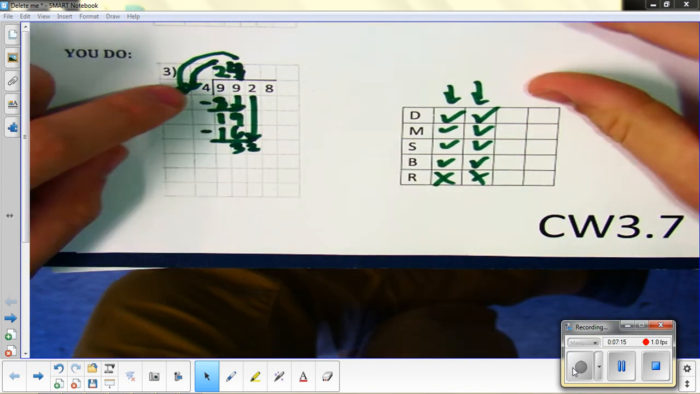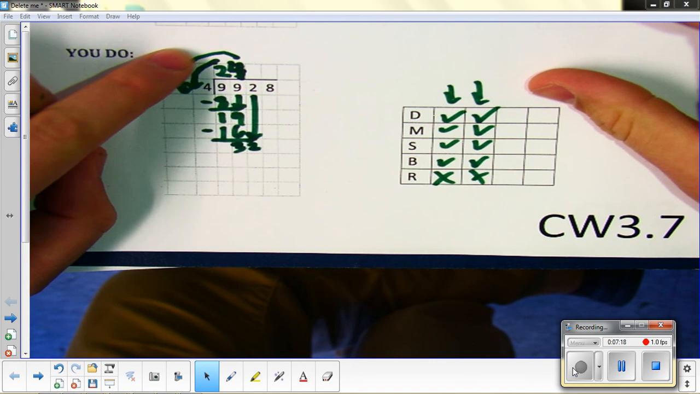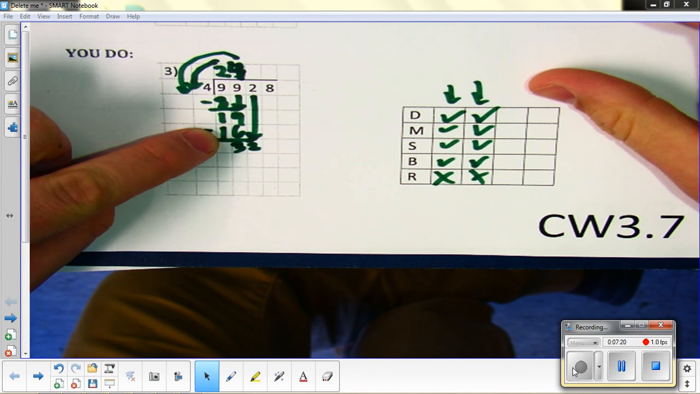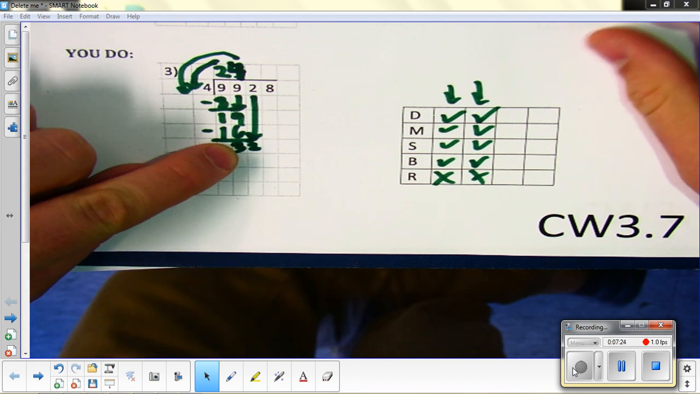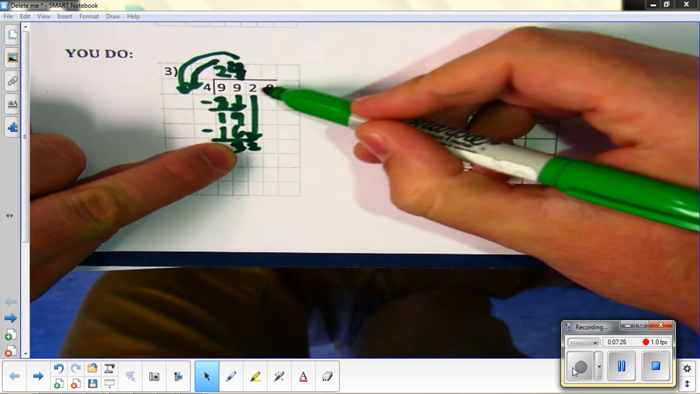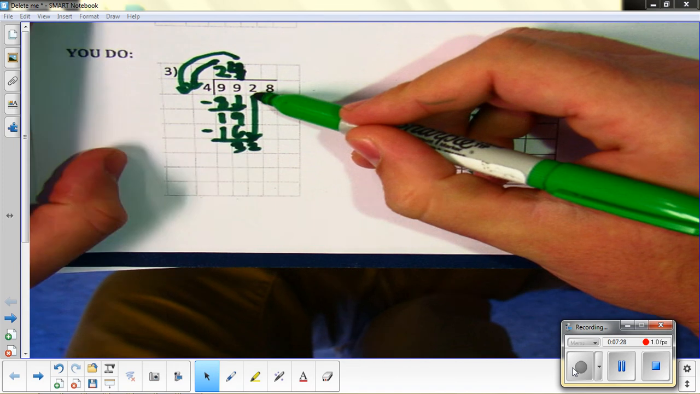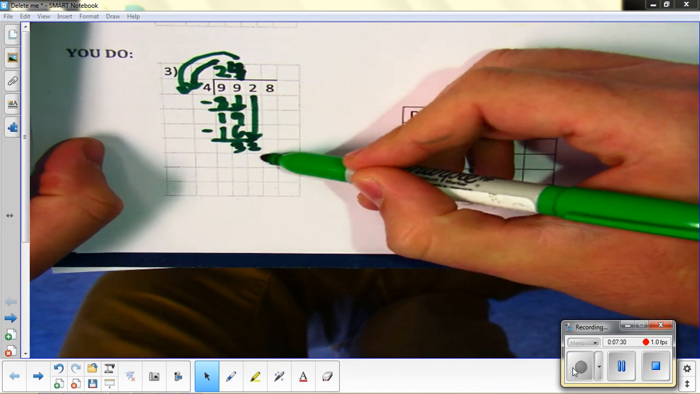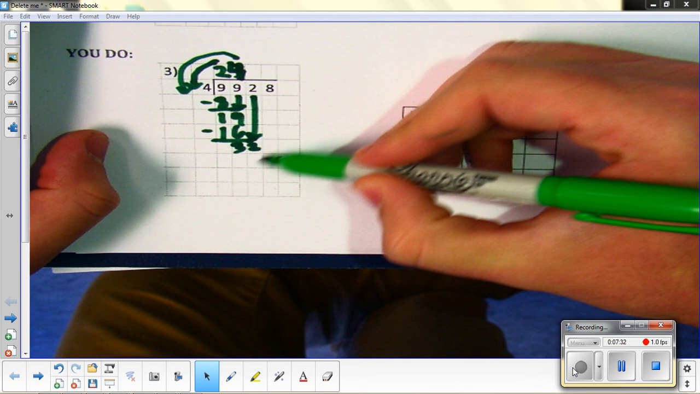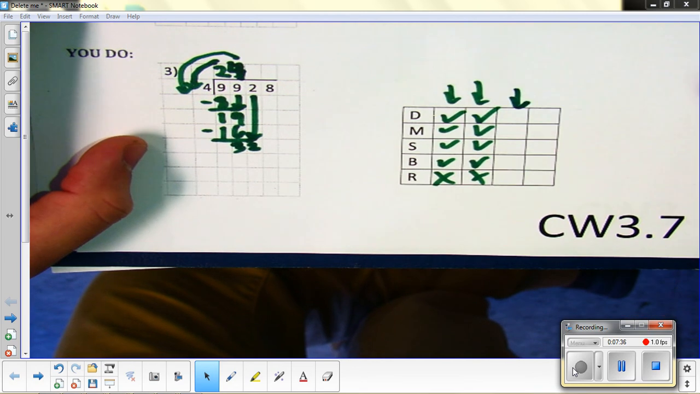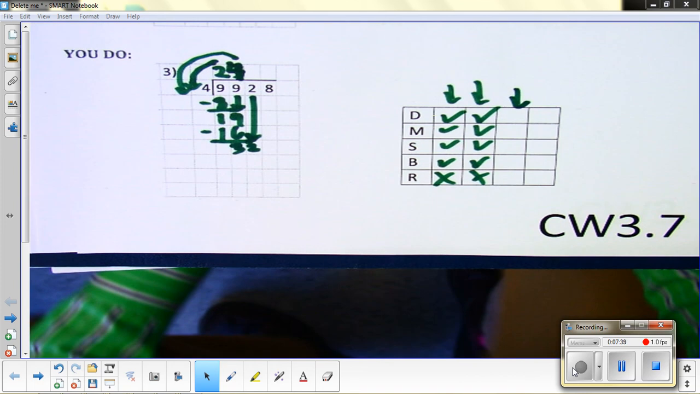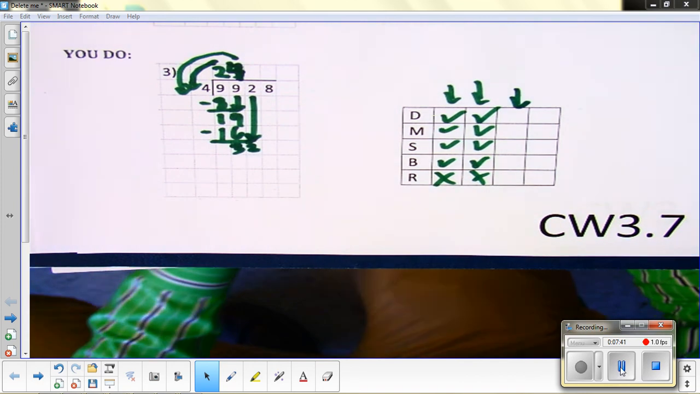Four fits into 19 4 times. When I do my multiplication, I get a 16. I subtract, I get 3 left over. But that's not my remainder yet, because there's still another digit to bring down. After I draw that long arrow and bring down the 2, I have 4 fitting into 32. Go ahead and do another row and see how many times 4 fits into 32. Then unpause and check your work.